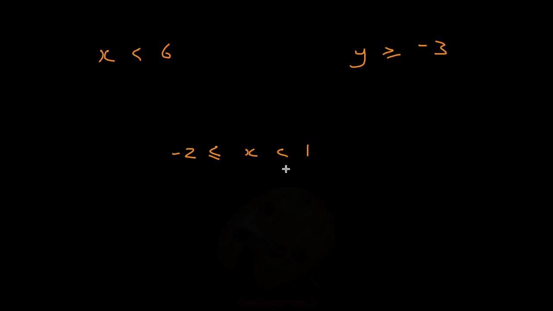But in this, this is two separate inequalities put together. So x has to be greater than or equal to minus 2, and at the same time, less than 1. And for this, there's a specific range that x could be. So it could be minus 2, minus 1, or 0. It can't be anything else apart from these three.